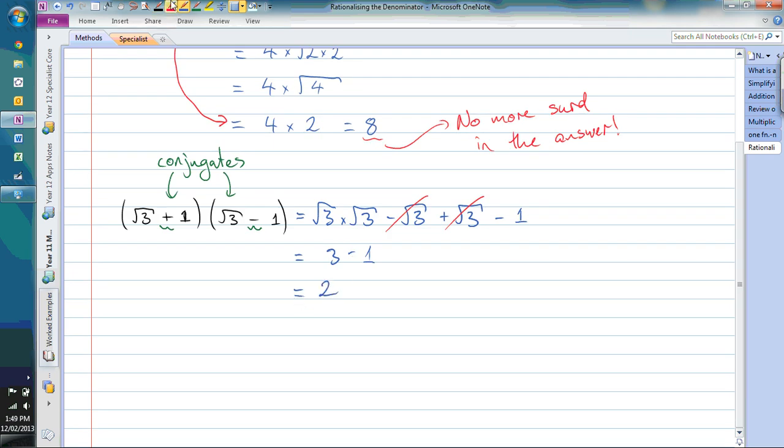And we note that again, this is rational. No surds. And these two results that we've got are going to be useful in doing what's called rationalising the denominator. And we're going to look at that in the next video.